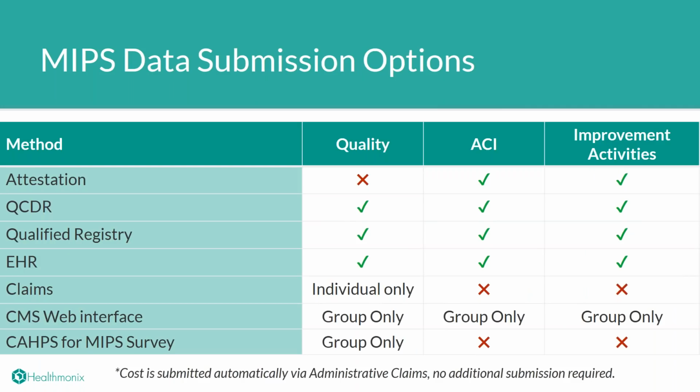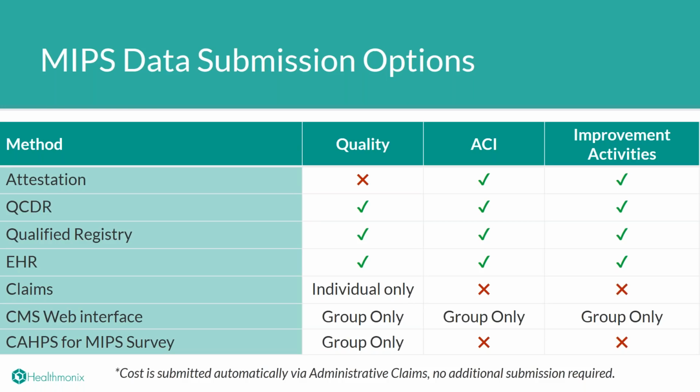Data submission options. So for 2018, much like 2017, there's a range of different data submission options or ways to supply your MIPS information to CMS. So starting with attestation, it will not be an option for quality reporting, but will still exist for ACI and improvement activities.